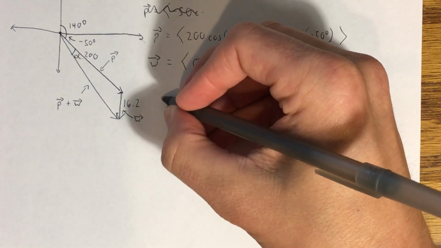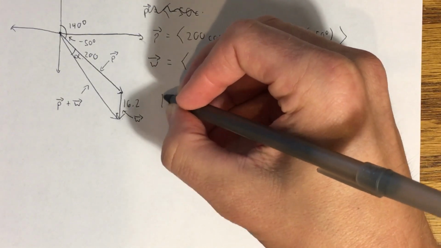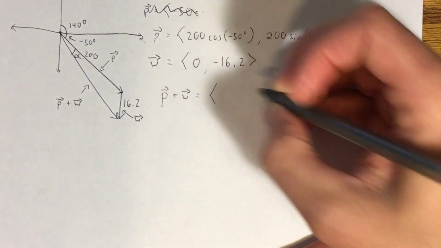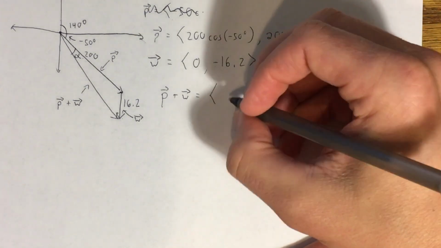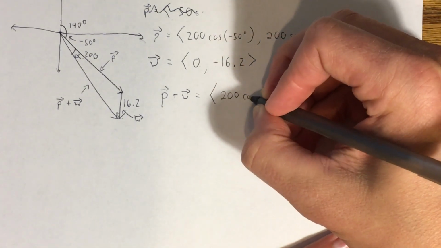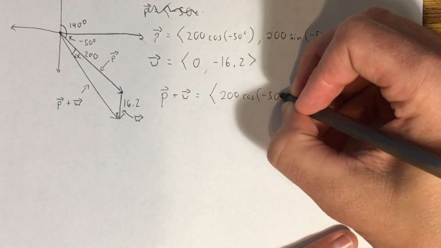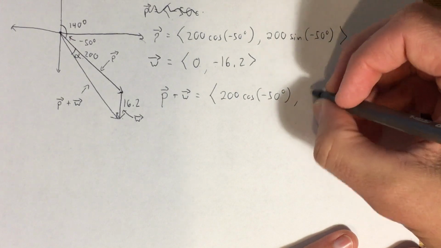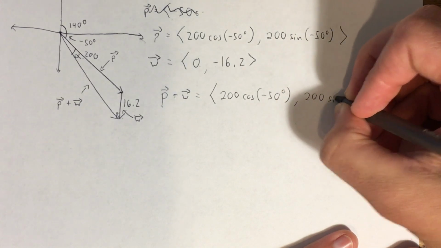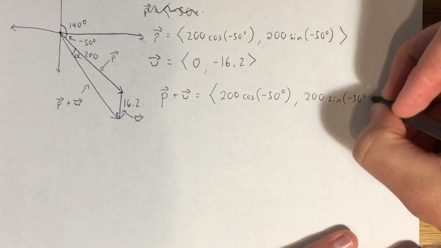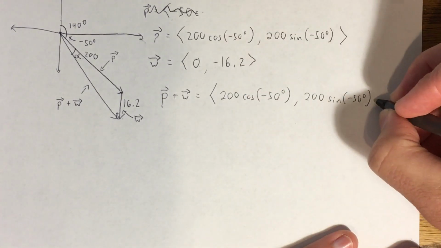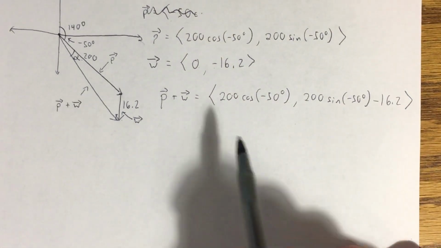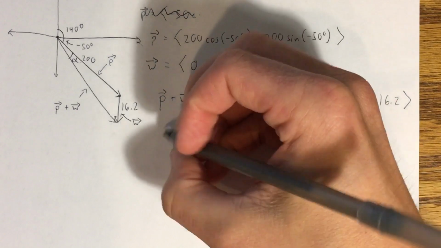Well, magnitude of P plus W, I first need to know what P plus W even looks like. In component form, I'm just adding these components. That's 200 cosine of negative 50 degrees plus 0, so don't even bother writing that. And then 200 sine of negative 50 degrees plus negative 16.2, so minus 16.2.